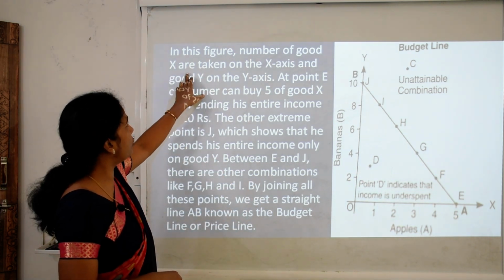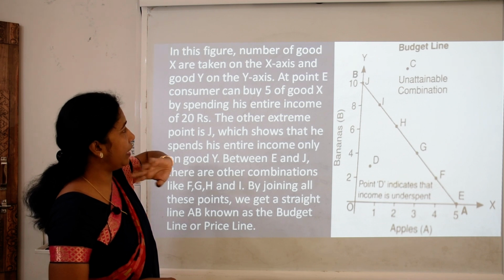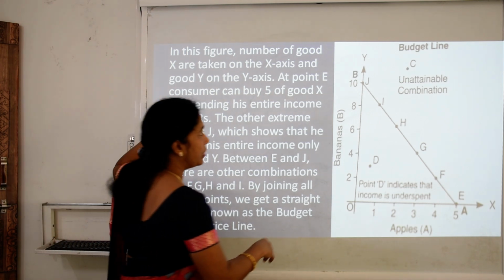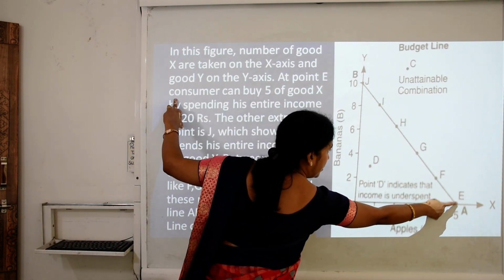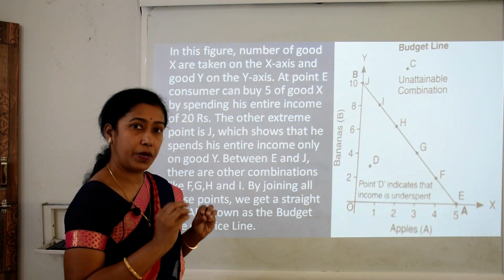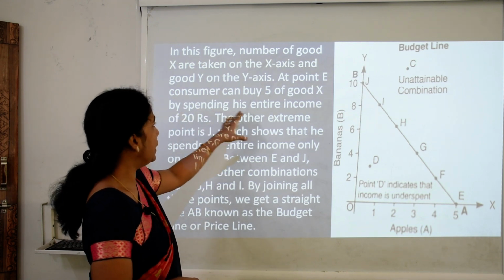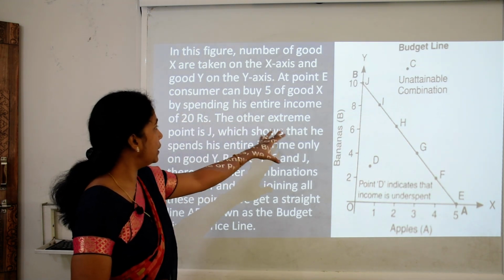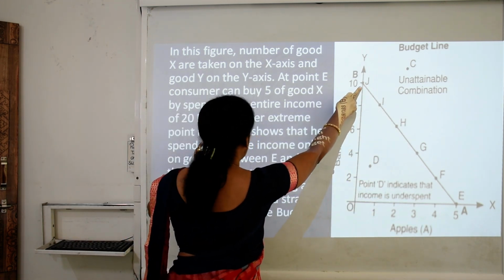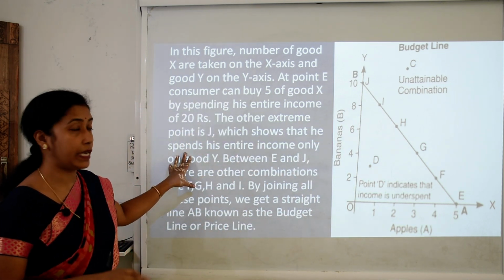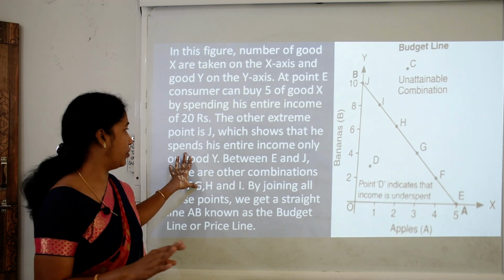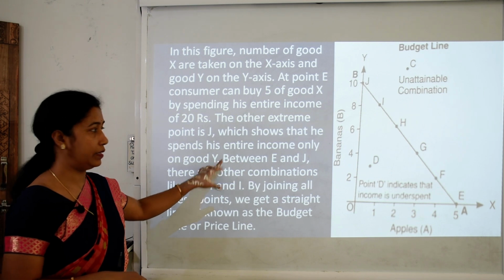In this figure, the number of goods X is taken on the X axis and Y on the Y axis. At point E, the consumer can buy 5 units of X. That means all the income is spent on purchasing apple only, by spending his entire income of 20 rupees. The other extreme point is J, which shows that he spent his entire income of 20 rupees only on purchasing banana, and he has not purchased apple. So the entire income is spent only on good Y, that is banana.